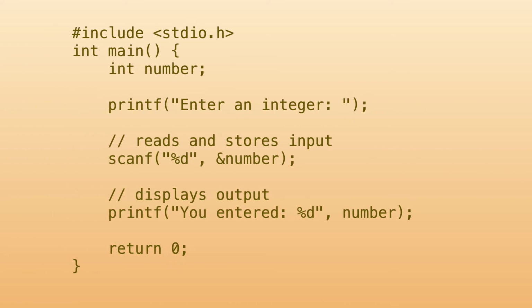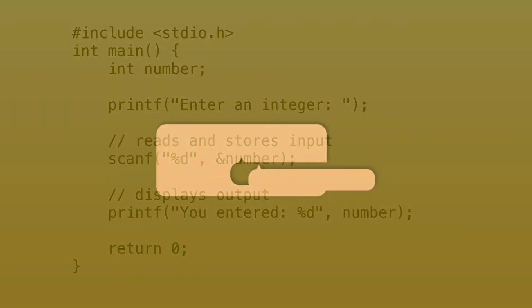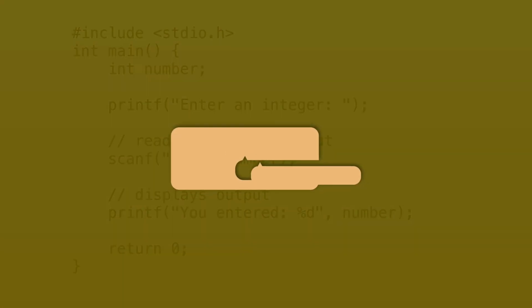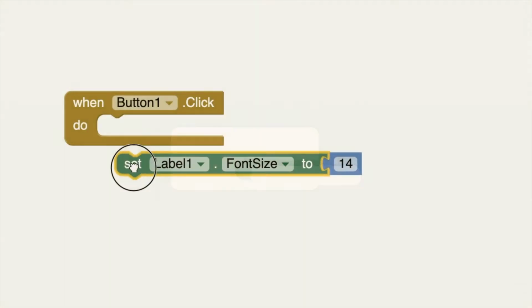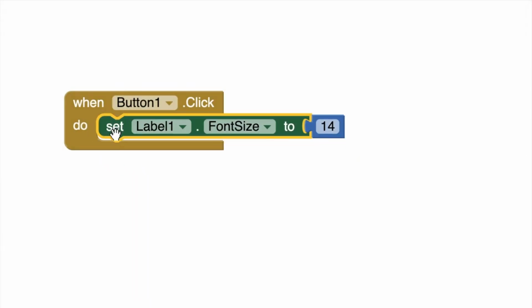However, in App Inventor, there is no chance for such errors to exist because here we use graphical blocks instead of typing the programming statements. Blocks are very simple to understand. They look like pieces of a puzzle and you have to just snap two blocks to create a programming statement.